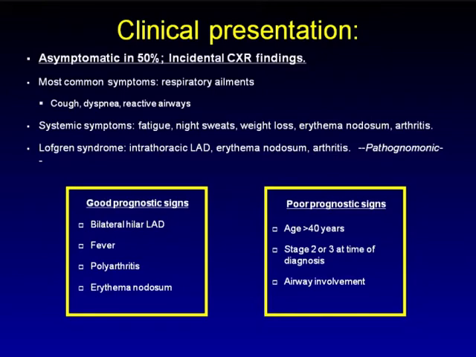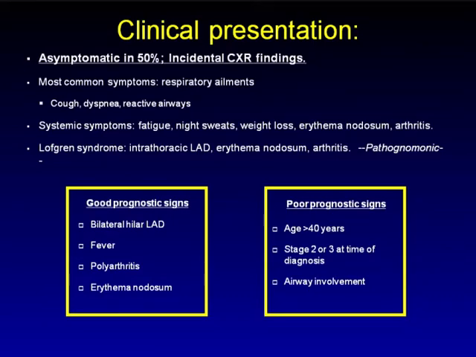However, on the other hand, there are a few elements which generally portend a not so fortunate course, a bad prognosis, and those are an older age at diagnosis, over 40 years, and either lung parenchymal or airway involvement. And it's also very important to remember that in about 50% of patients, they present asymptomatically, detected incidentally on a chest X-ray. So let's start looking at some images here.